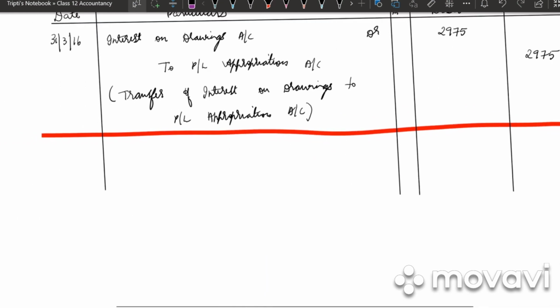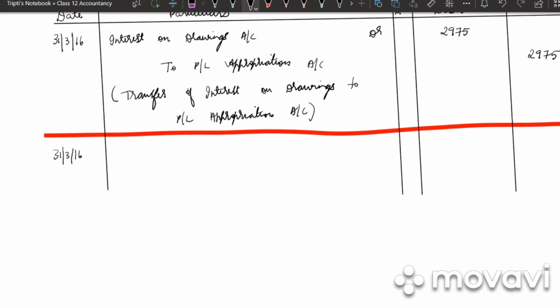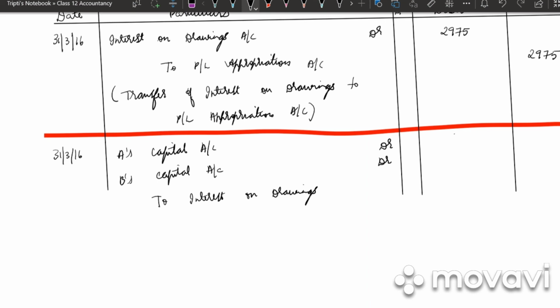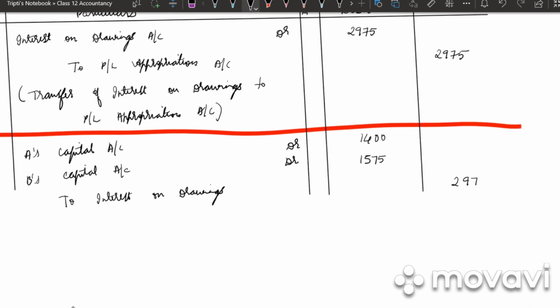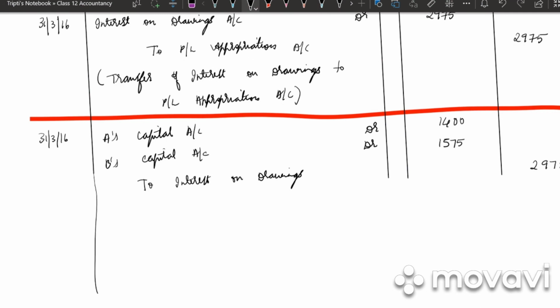Next, again on 31st March 16 we have A's capital account debited, B's capital account debited to interest on drawings. So A's interest on drawings is 1,400, B's 1,575 and total is 2,975. So write down the narration: interest on partners' drawings.